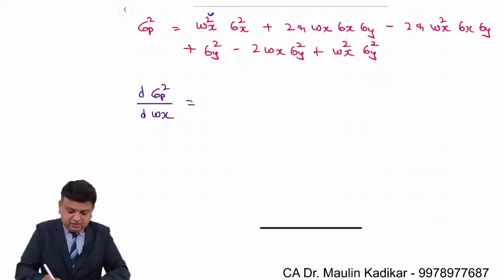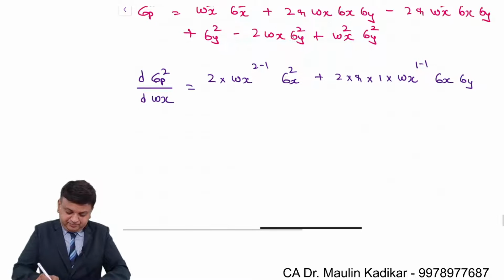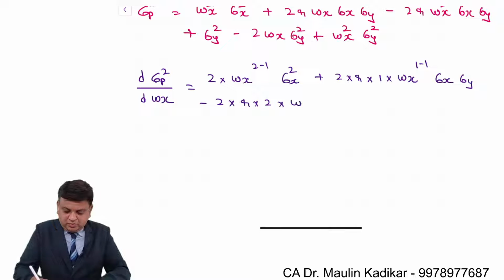So this 2 will be multiplied over here into wx raised to 2 minus 1 into sigma x square, plus 2 into r into wx raised to 1. So into 1 into wx raised to 1 minus 1 into standard deviation x, standard deviation y, minus 2 into r into 2 into wx raised to 2 minus 1 into sigma x sigma y.